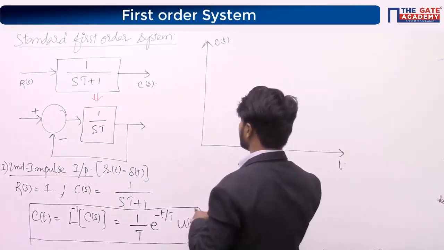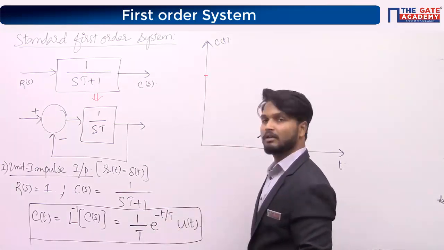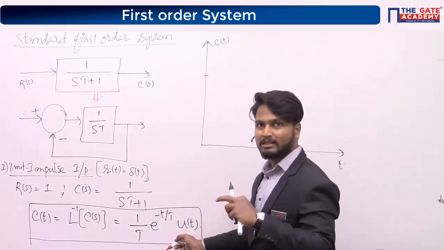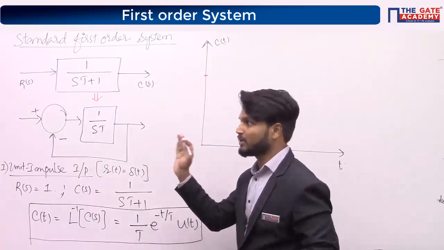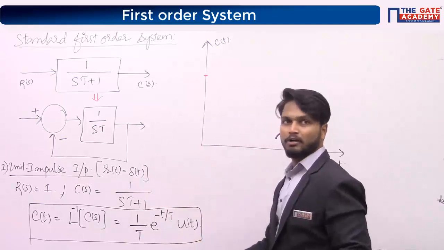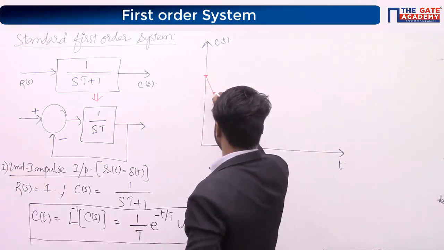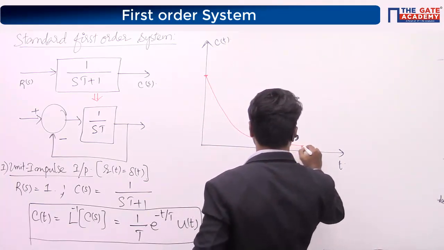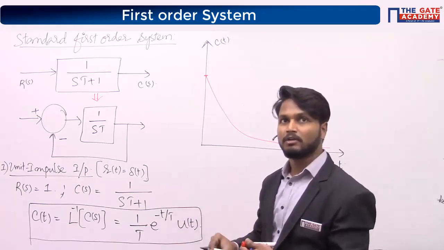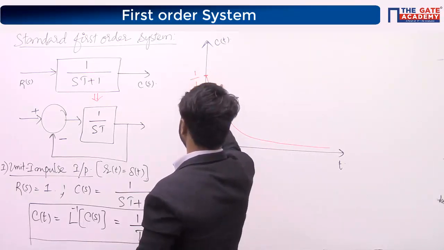If I am plotting this impulse response, this is an exponentially decaying profile, e power minus t divided by capital T, right? As you are multiplying this with u of t, this is not present for time less than 0. So this is present only after t is equal to 0. I am starting only after t is equal to 0. It will exponentially decay in this manner, right? So what is its value at t is equal to 0? Tell me everyone. Yes, it is 1 divided by capital T.